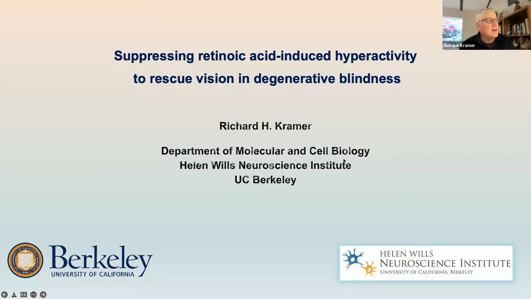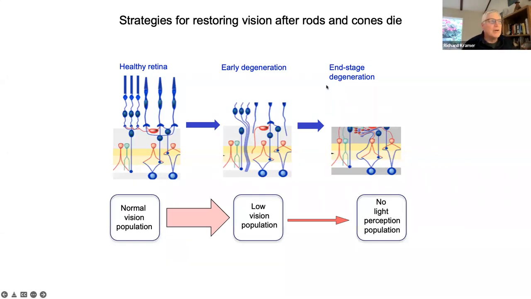So yes, I'm going to talk to you about what might be a new idea for how to address the problem of vision loss and degenerative blindness. And this is, I guess the British expression is coals to Newcastle. You are one of the world's centers of understanding what happens after photoreceptors die in disorders like retinitis pigmentosa, Robert Marc and Bryan Jones and their colleagues.